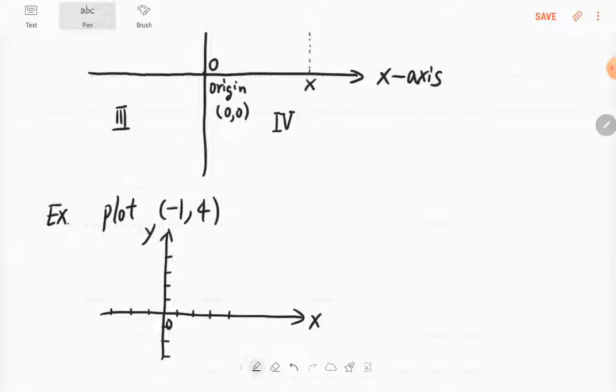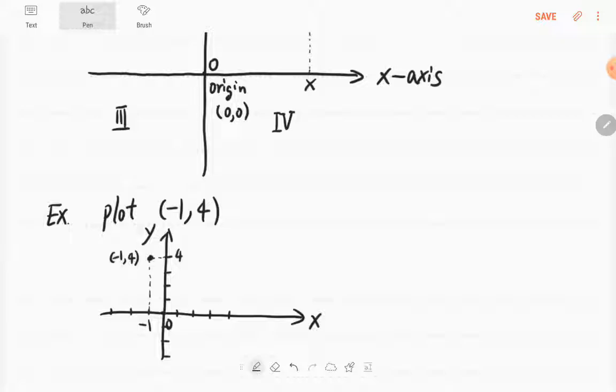So for (-1, 4), the first coordinate is called the x-coordinate. So you need to locate where -1 is. Since here is 0, -1 would be here, right? And the second coordinate is called the y-coordinate. So where y-coordinate equals 4, 4 is here, right? This is the 4. So this point is (-1, 4). So you can use this way to locate the point (-1, 4).